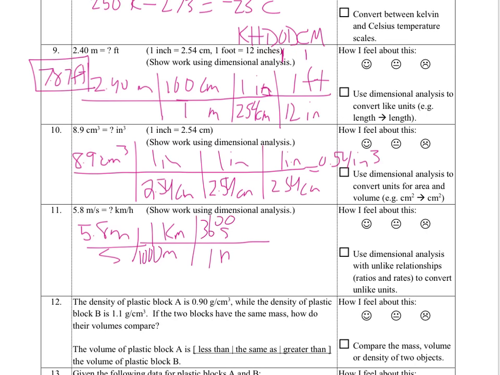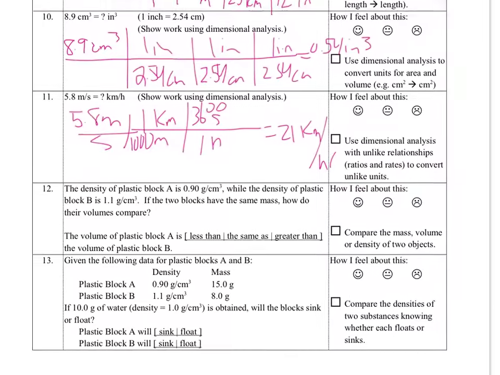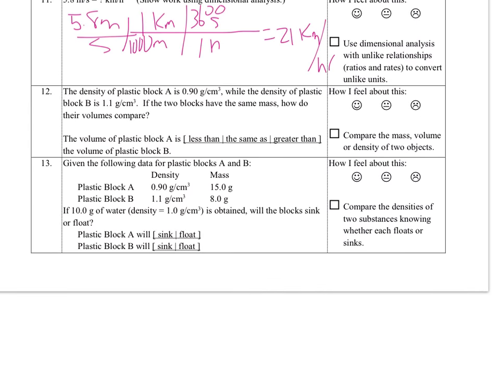So 5.8 divided by 1,000 times 3,600 is, to 2 significant digits, 21. 21 kilometers per hour. Okay. Number 12.